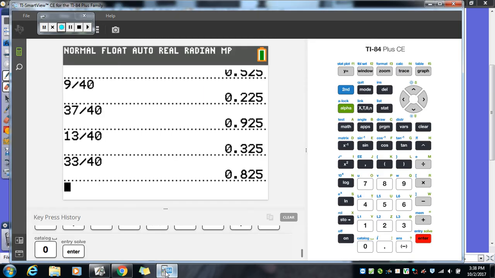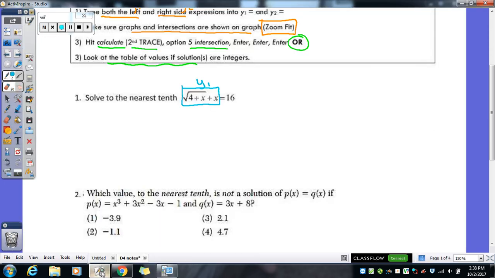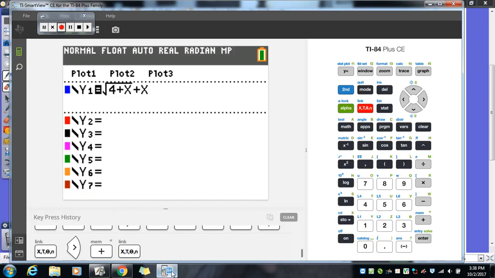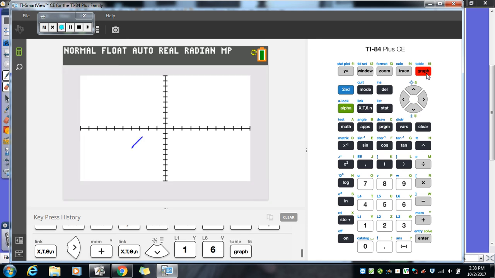So in my calculator, I'm going to go to my y1. I'm going to clear out what I have in there. And I have second x squared to give me my radical. And it's 4 plus x. Leave my radical and I have another plus x. So then if I go back to my problem here, I'm going to type this into my y2. So go down to my y2, type in my 16, and let's take a look at our graph.